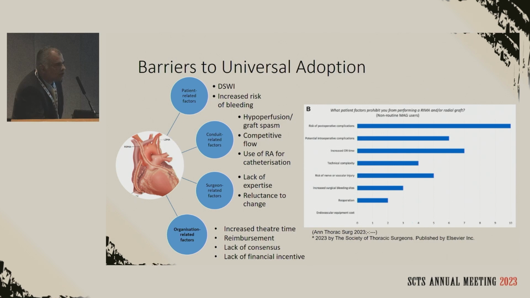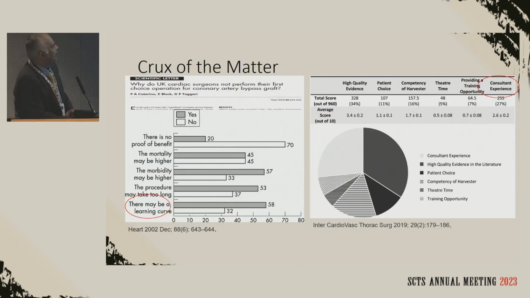Now this has all changed. 20 years ago, if you surveyed the surgeons, and I'm going to show you that in a second, there was no proof of benefit. So we had an excuse. The excuse was there is no evidence. Now we say, because you increase the risk of post-operative complications, you don't want to do multiple arterial grafting.